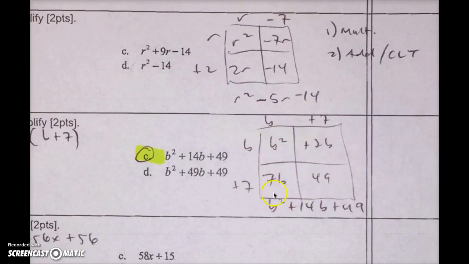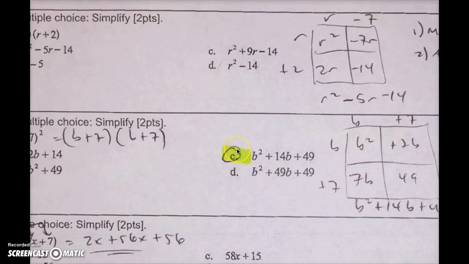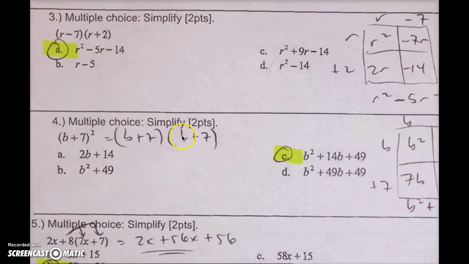And here you can combine like terms, which is these two right here. And that'll give you b squared plus 14b plus 49. That would be choice C. Again, you'll notice that multiplying and factoring are essentially opposite, so you could have taken what you think the answer is and then used your x box method. It would actually look just like this.